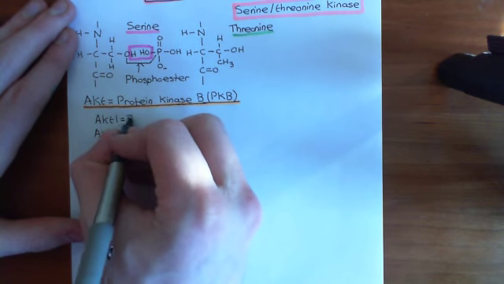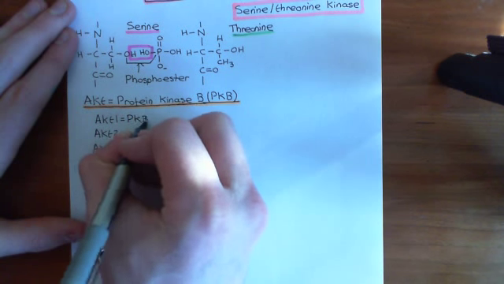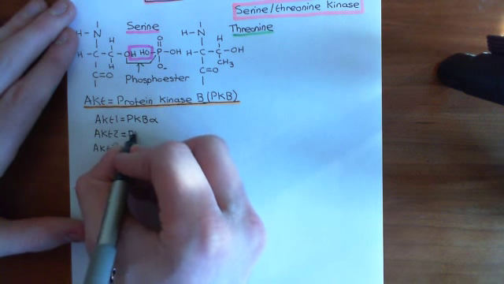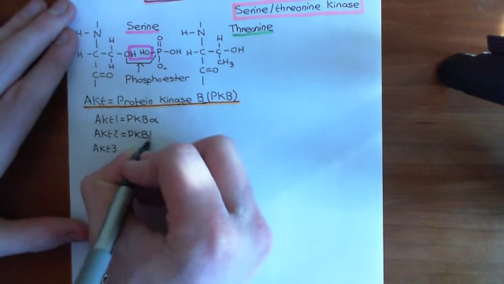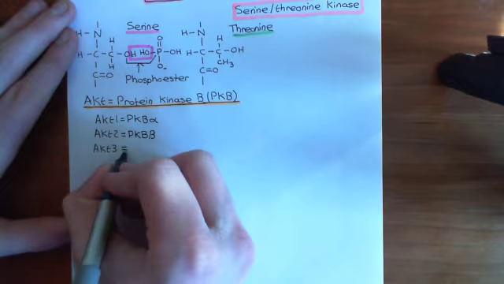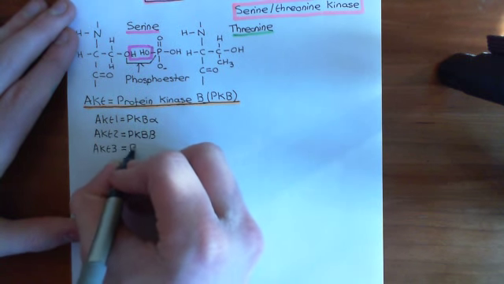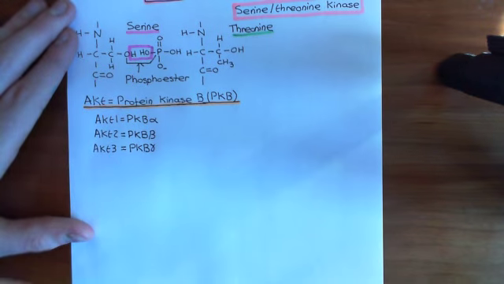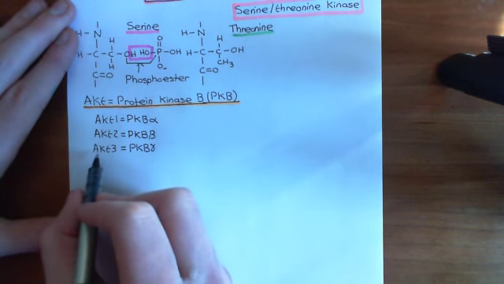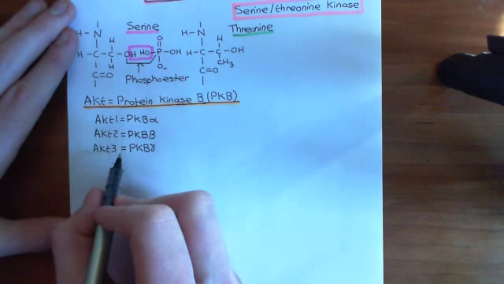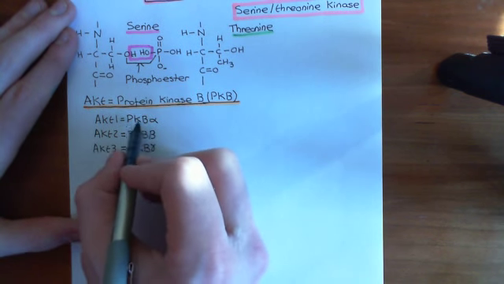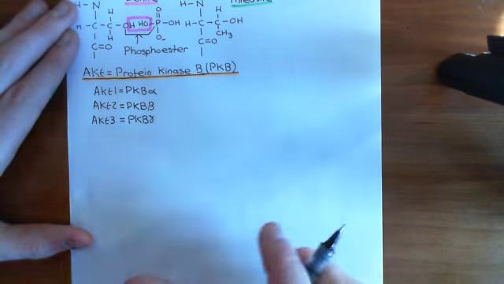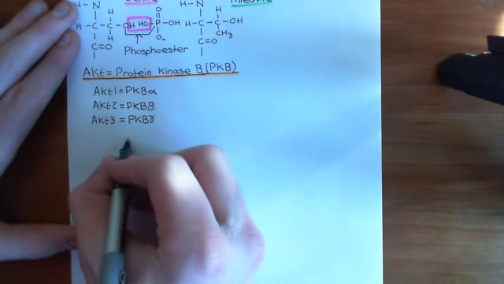Okay, they also have other names. They're also known as protein kinase B: AKT1 is called protein kinase B alpha, AKT2 is called protein kinase B beta, and AKT3 is called protein kinase B gamma. Now, protein kinase B gamma, or AKT3, has multiple splice variants, whereas the other two just have one known splice variant. So let me talk to you about the concept of different splice variants.